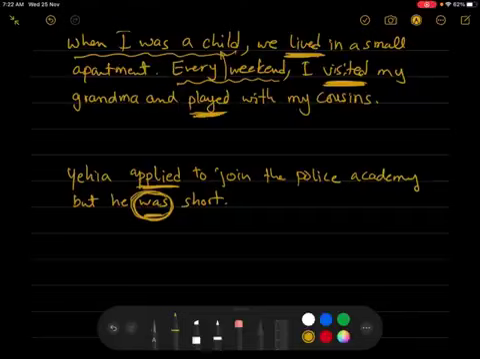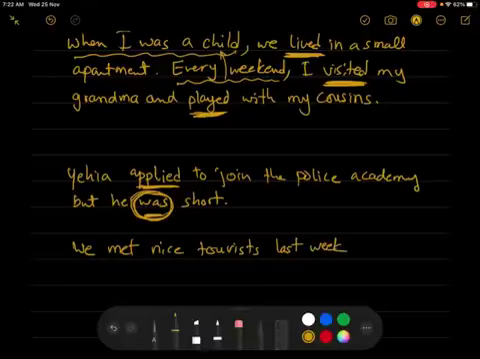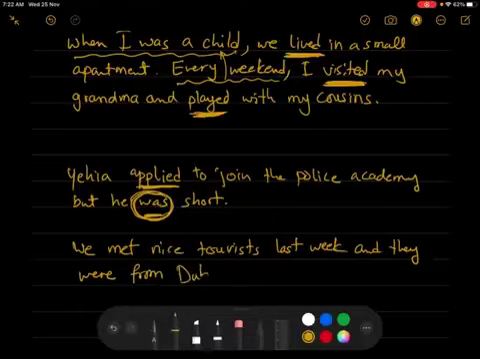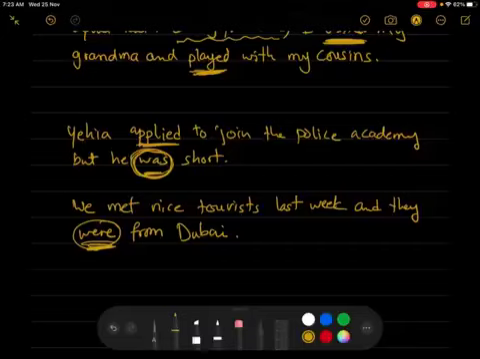Okay, another example on the same point, we say we met nice tourists last week, and they were from Dubai. And I said they were.